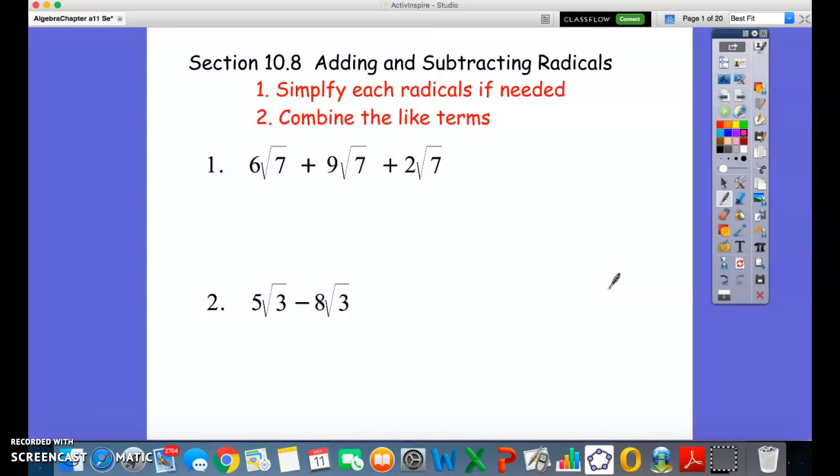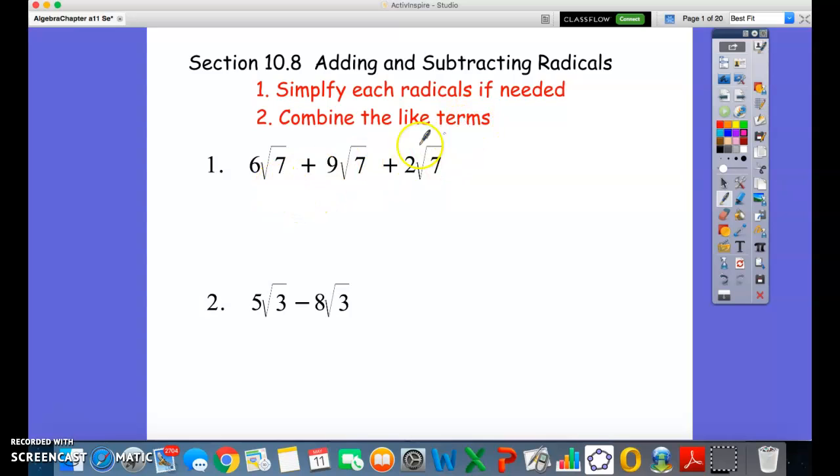Amen. So this is section 10.8, adding and subtracting radicals. Just like when we add polynomials, right? This is very much similar to adding or subtracting polynomials. So you combine the like terms, and the only difference is sometimes, if they are not like terms, we might have to simplify the radicals to see whether you can make a like term.